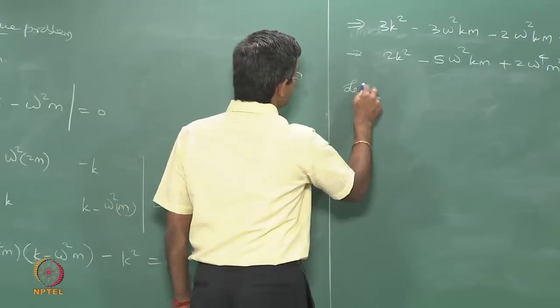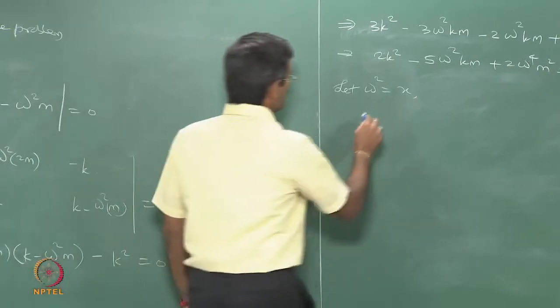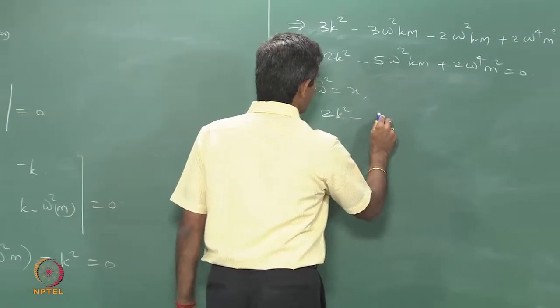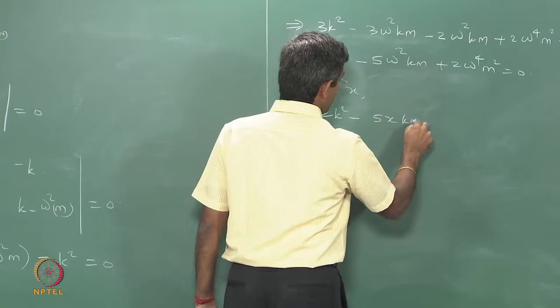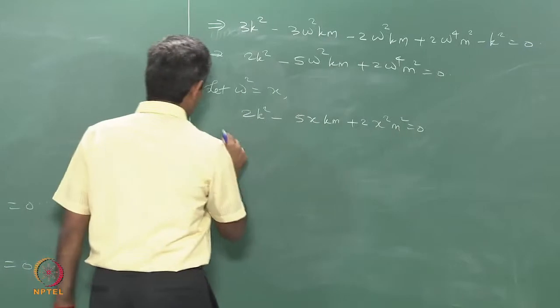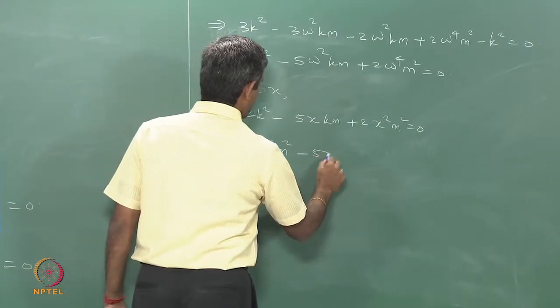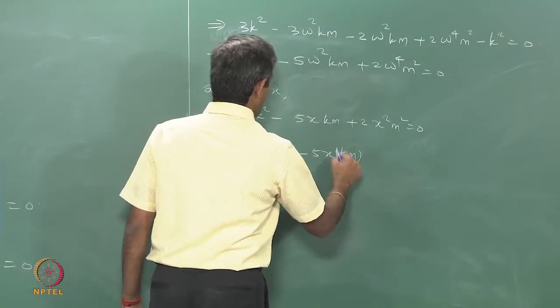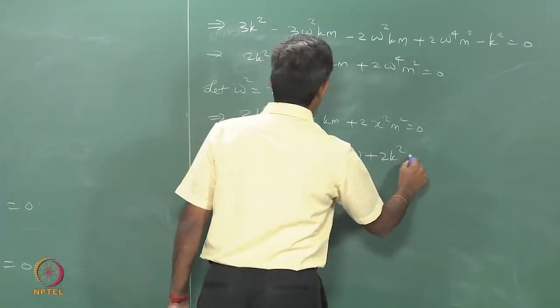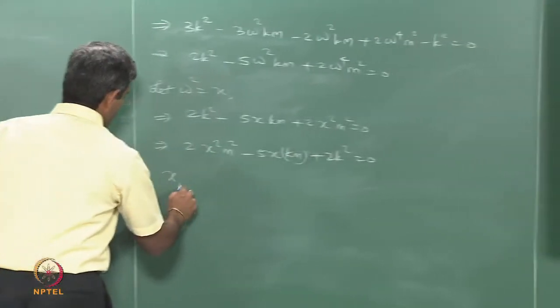Let omega square be x. So, 2k square minus 5 x km plus 2 x square m square is 0. That is, 2 x square m square minus 5x km plus 2 k square is 0. So, can you find the roots x1 and x2? So, it is a simple quadratic in x.